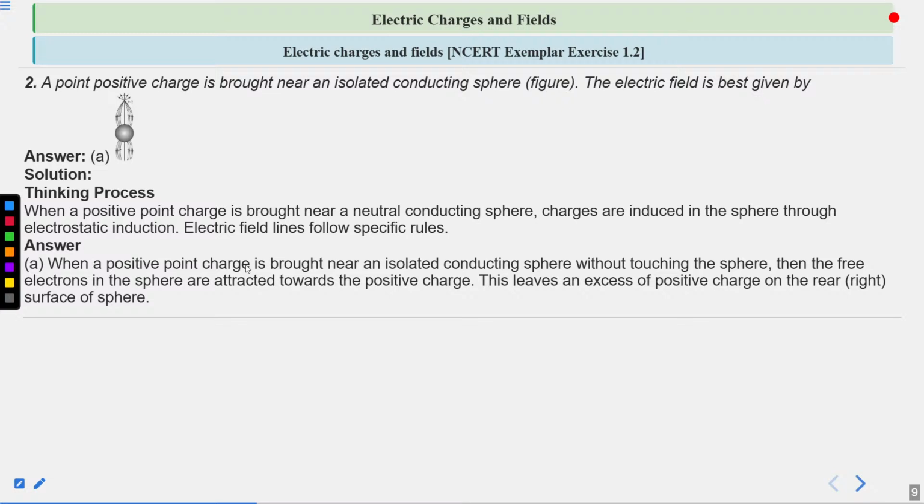when a positive point charge is brought near an isolated conducting sphere without touching the sphere, then the free electrons in the sphere are attracted towards the positive charge. So this leaves an excess of positive charge on the right side of the sphere, in this direction.